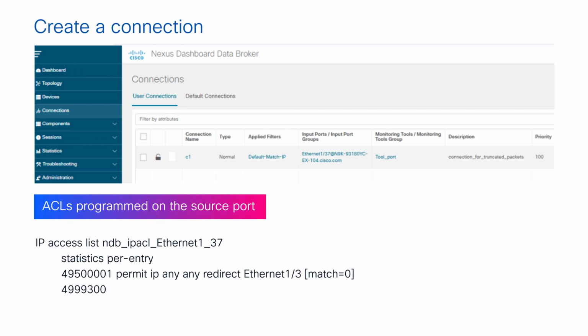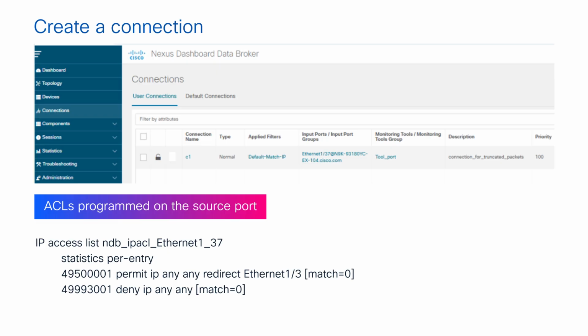This is how we create a connection, and the name of the connection in this case is C1. What it does is take the packets on 37 and send them to the tool port. And based on the connection parameters, we take the filter and filter out all the packets, send them to the packet truncation port, which is Ethernet 1/3 in this case, and the span session is going to take care of taking the packets from 3 and then ingesting them into 5 where the tool is connected. That's the reason it is also called span truncation.